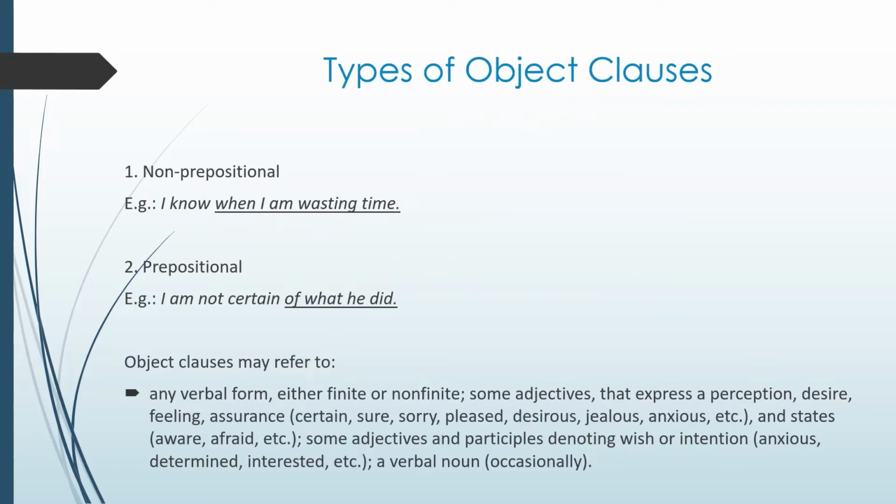Additionally, object clauses may refer to any verbal form, either finite or non-finite, some adjectives that express a perception, desire, feeling, assurance, and states, and some adjectives denoting wish or intention. In general, there are two types of object clauses: non-prepositional, like in the example below, "I know when I am wasting time," or prepositional, "I'm not certain of what he did."